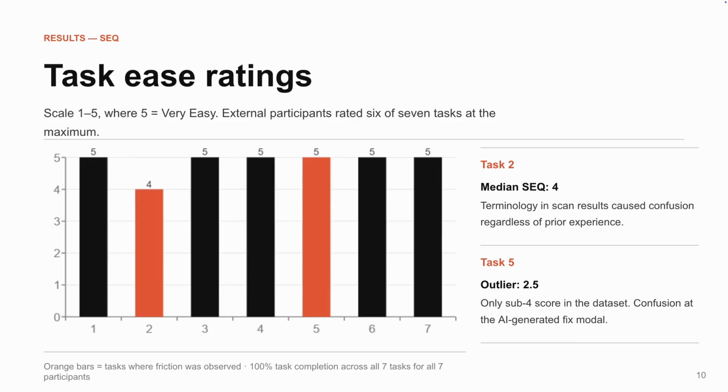Task 2, interpreting scan results, received a median of 4, consistent across 3 of the 5 participants regardless of accessibility experience. The results page itself was clear. Specific terminology slowed people down. Task 5, the AI generated fix, was the only task to produce a score below 4 in the entire data set. One participant rated 2.5.